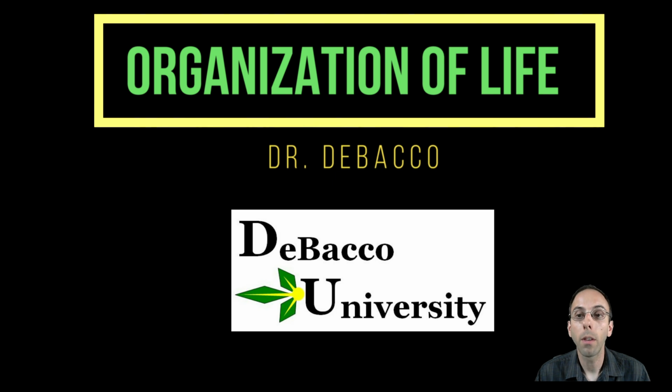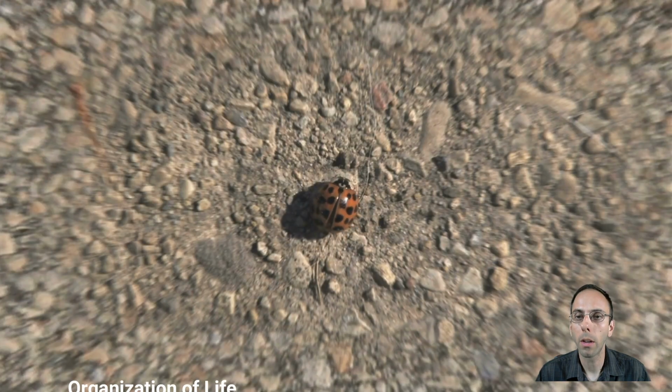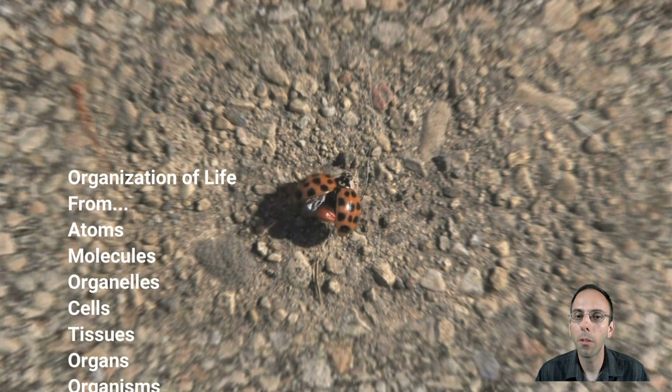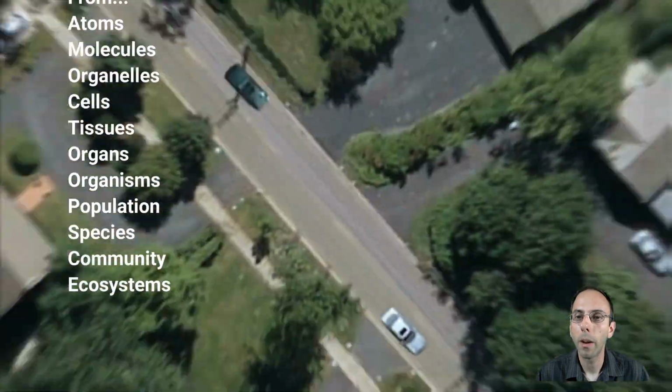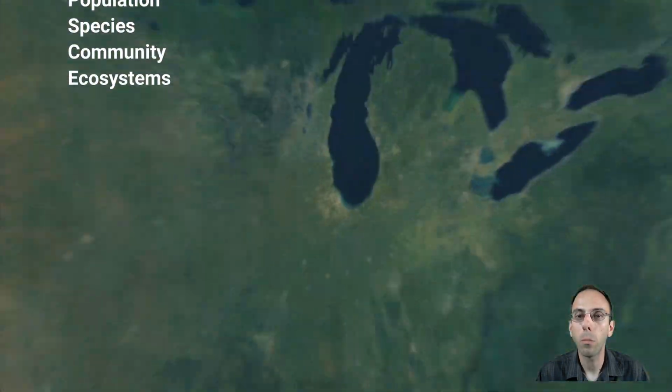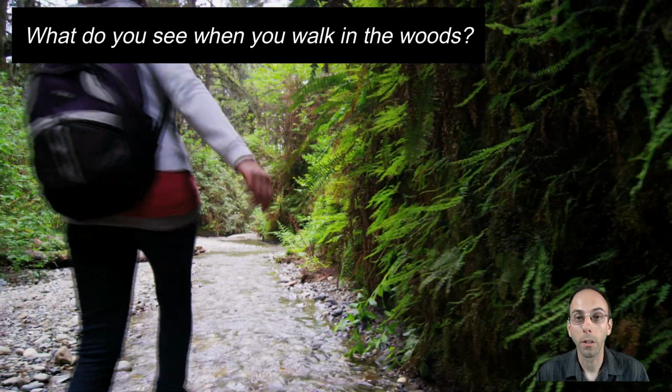Moving along to the organization of life. If we have life, we need to have it organized. And how do we go about organizing that? Well, here we have a small ladybug. We can look at the atomic level, the molecule level, and we can zoom out to the Earth and even beyond, which goes pretty far into the galaxy, but you get the idea of how we can start with something very small and progress to very large.